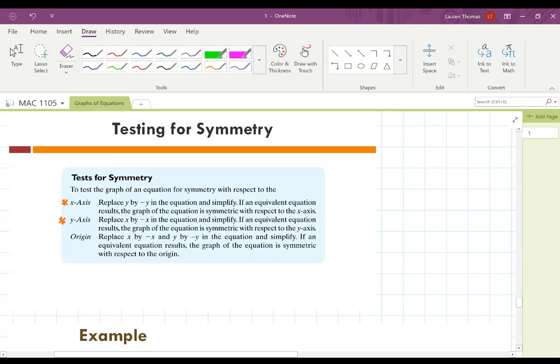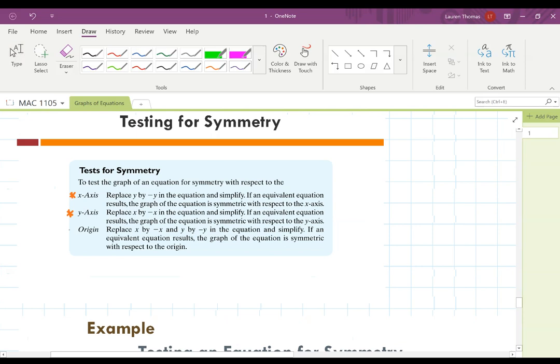Okay? And the last type of symmetry you could test for is with respect to the origin. So if you're testing if it's symmetric with respect to the origin, you need to replace both of your variables. So you're going to replace x with negative x and y with negative y in the equation and simplify. If an equivalent equation results, the graph of the equation is symmetric with respect to the origin.